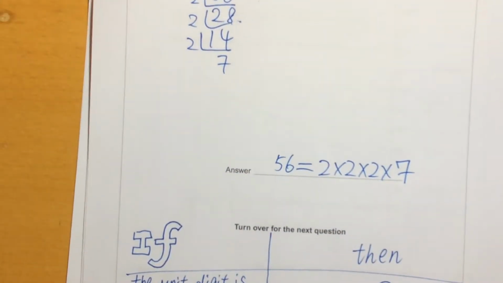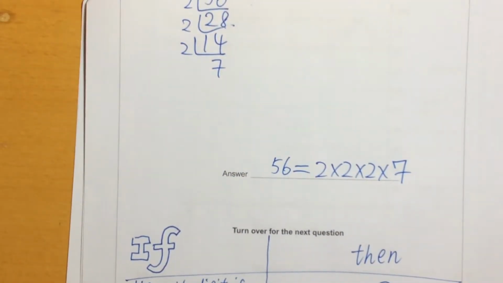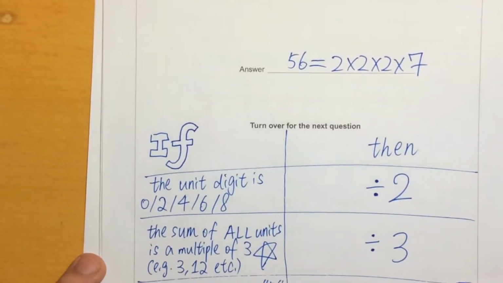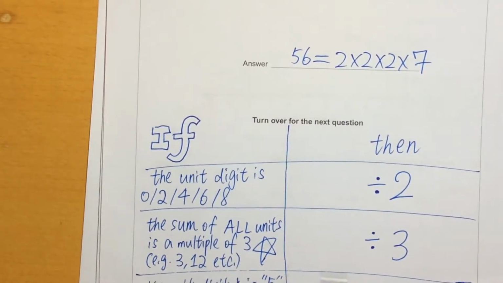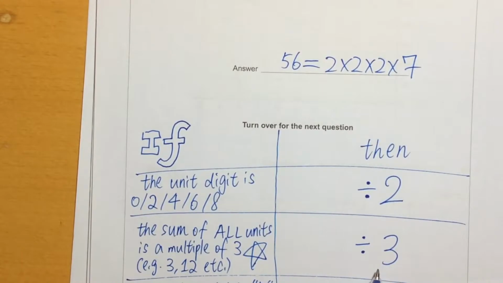So you might be wondering what I'm writing down here. There's one thing I think not a lot of people might tell you, which is when you should divide by 3. When the sum of all the digits in a number is a multiple of 3, like 3, 6, 9, 12, etc., then you can immediately divide that number by 3.